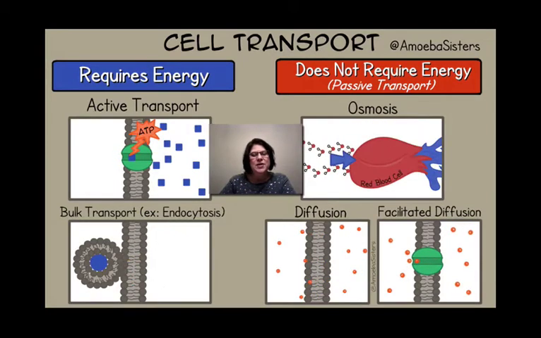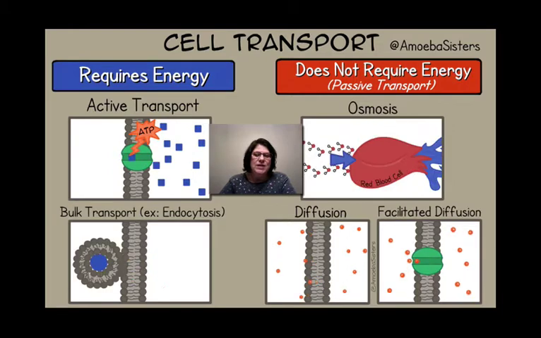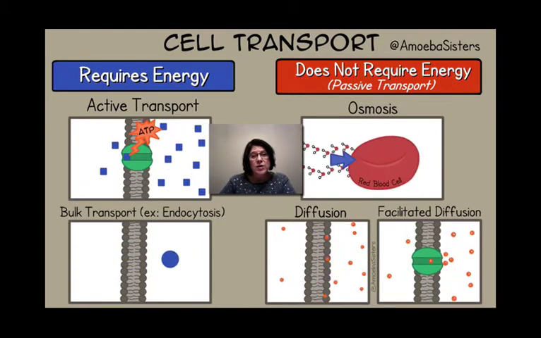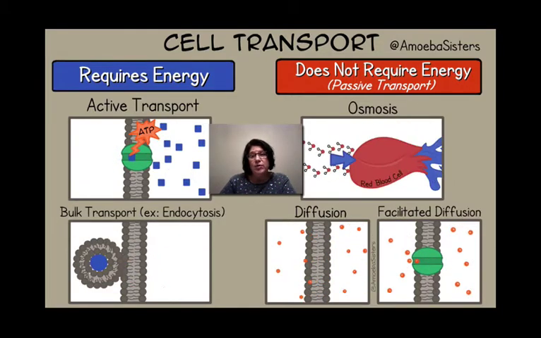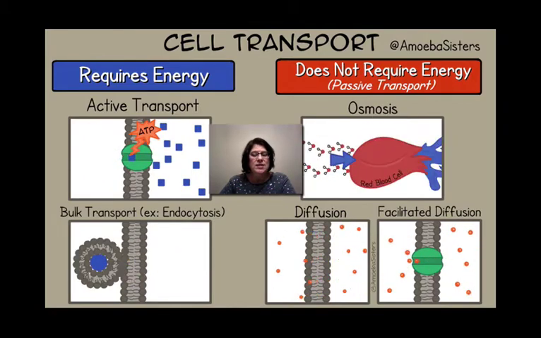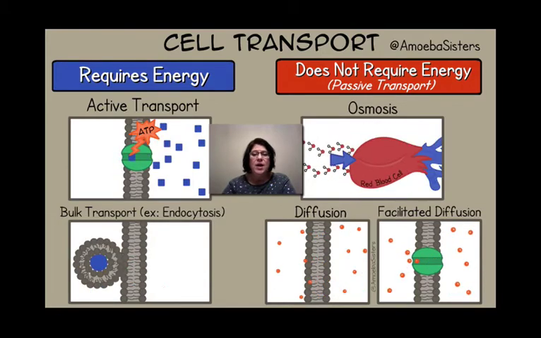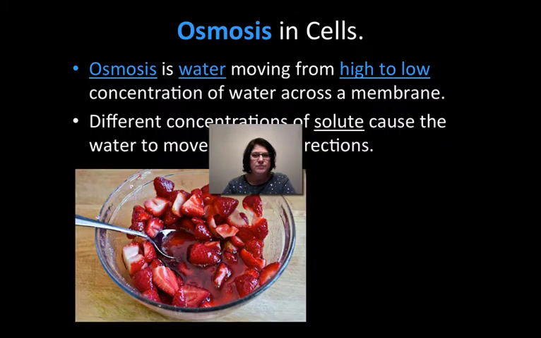Hi class. We're going to talk more about cell transport today. Last time we talked about active and passive transport. Passive transport does not require energy and moves things from high concentration to low concentration. Today we're going to focus on osmosis, which is a type of passive transport. It's really important in cells.